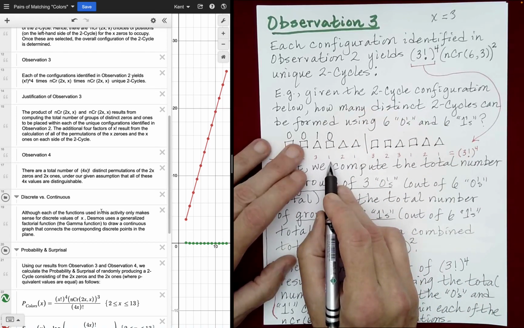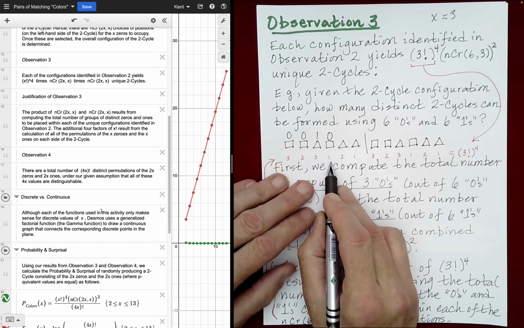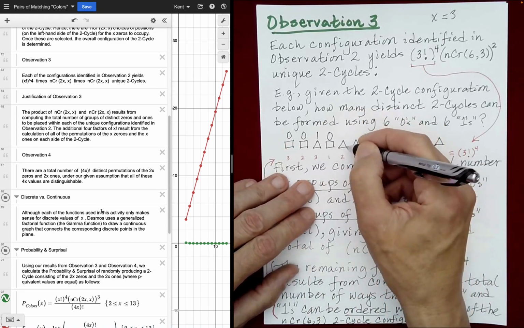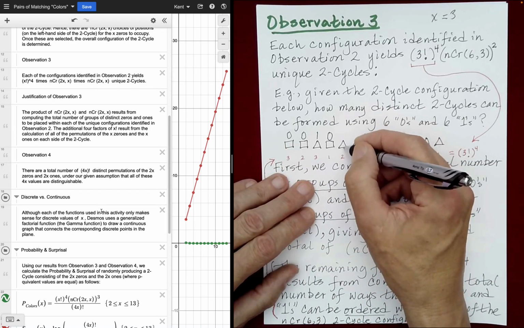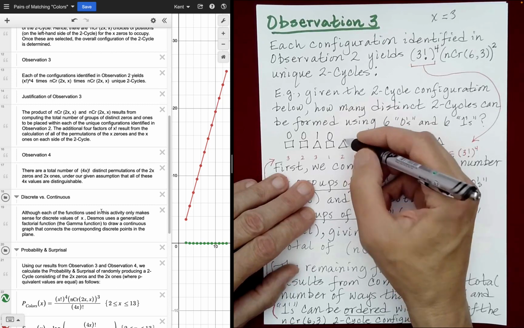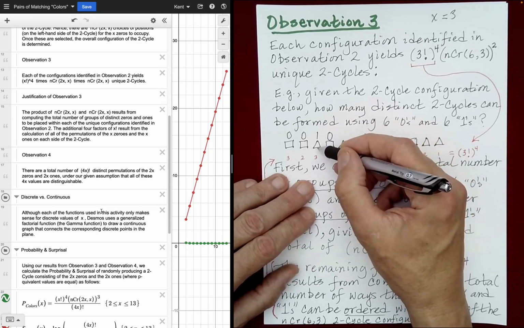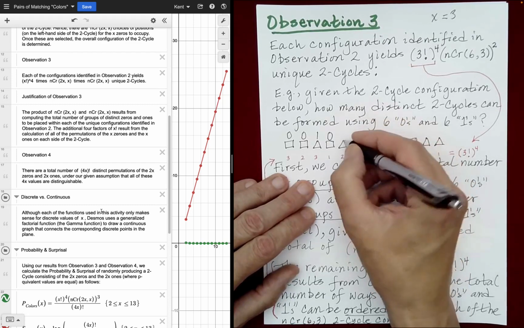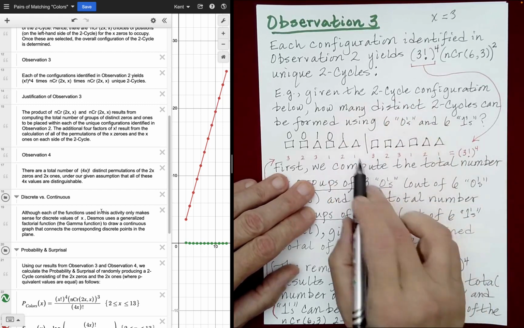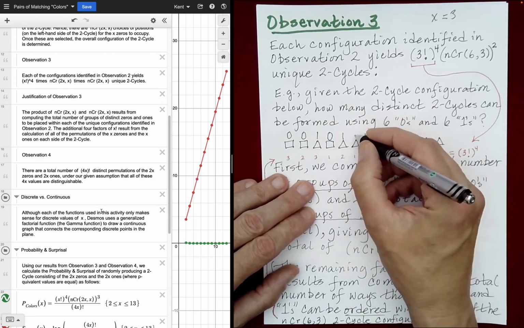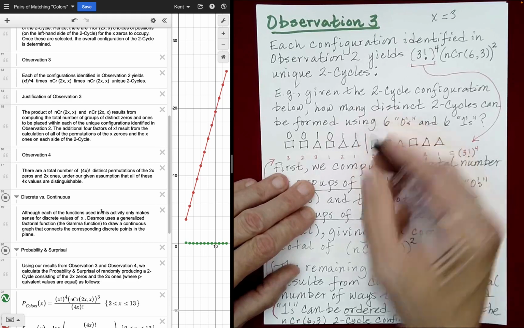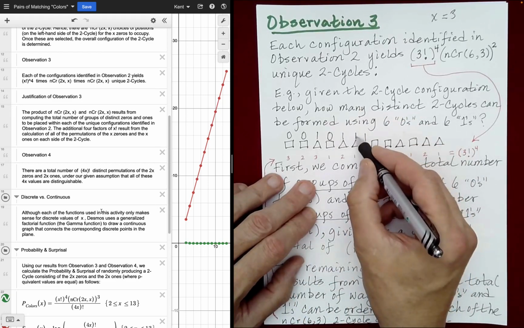Because we've used up 2 of the 3, the final 0 has to go there. How many choices would we have for this position here, marked by a triangle? Well, we've only used 1 of the 3 ones, so we still have 2 of them left. And then once that one's down, we only have 1 left. So there's only one choice for what will fill that spot.